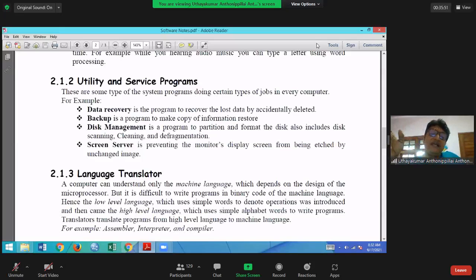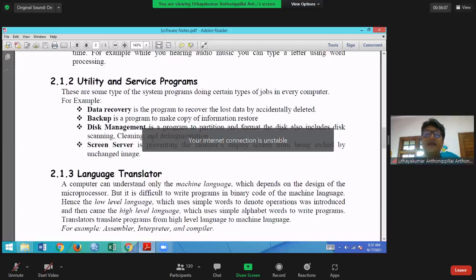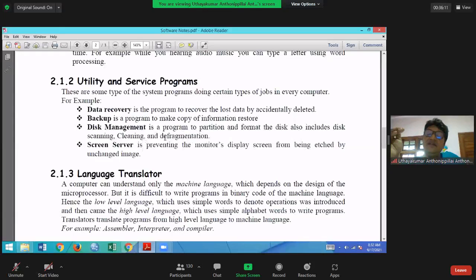Disk management mainly focuses on a program to partition and format the disk. It also includes disk scanning, cleaning, and disk defragmentation.